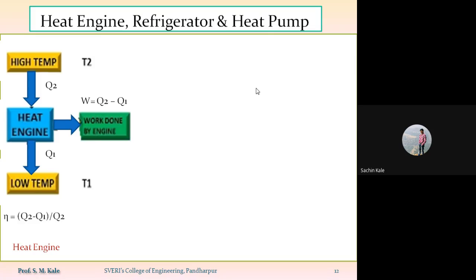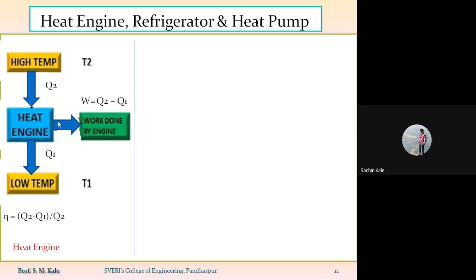So here I want to calculate the efficiency of heat engine. Then efficiency is nothing but output divided by input. Here output is nothing but W, which is nothing but equal to Q2 minus Q1. So output W is Q2 minus Q1, input is nothing but Q2. So output divided by input is nothing but efficiency. So this is called as a heat engine.